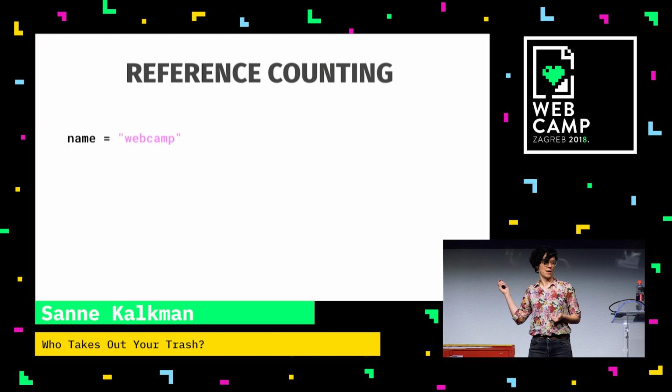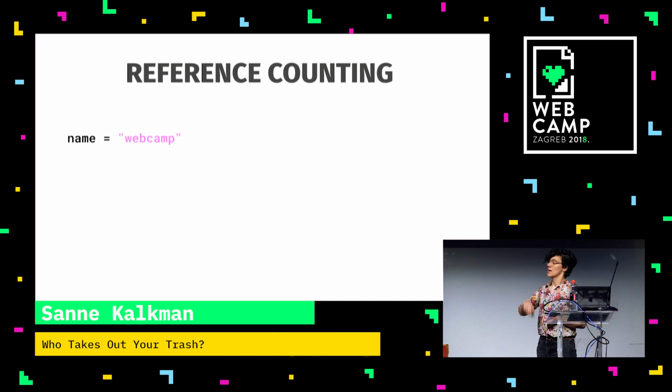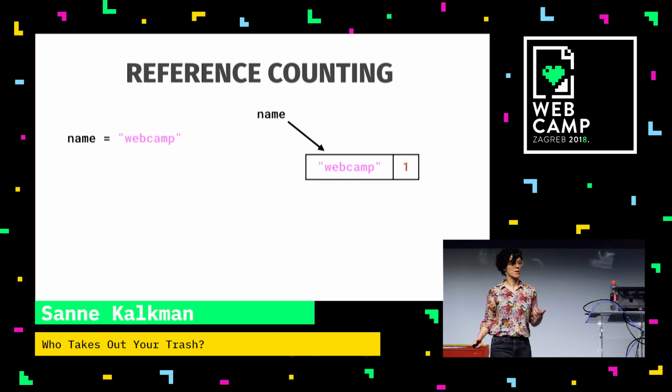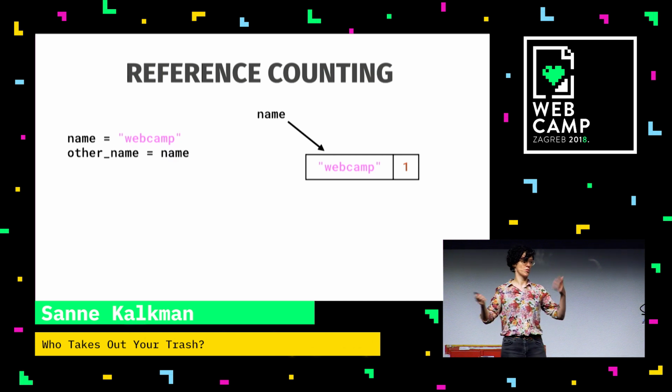So let's have a look at a quick example. Let's say I have a very creatively named variable that I called name, and I assign it the value WebCamp. The garbage collector then tells me where I can put it, and says, okay, cool, I've got WebCamp, it's here, and one thing, name, is pointing to it.